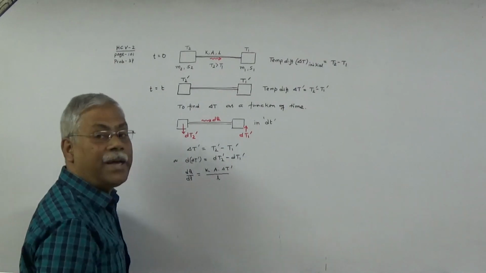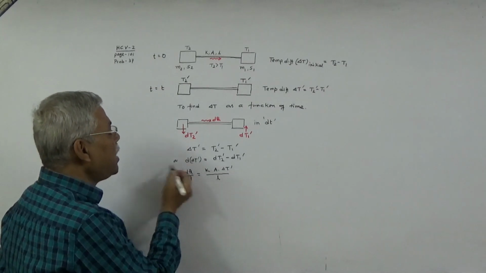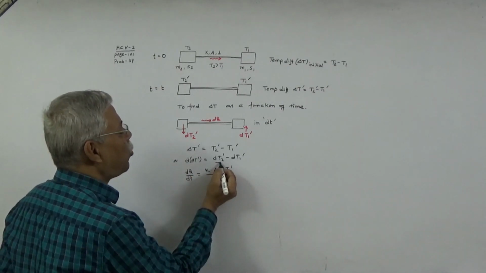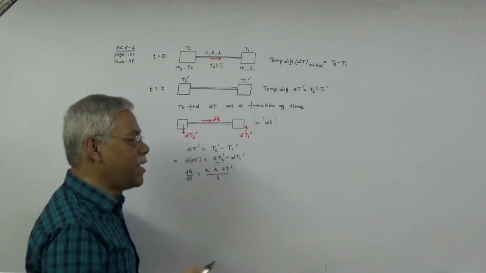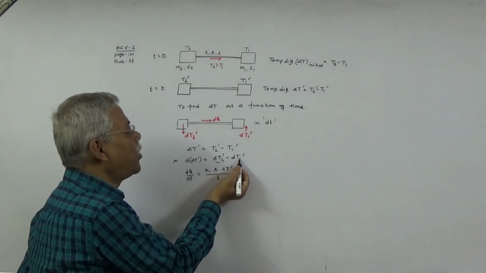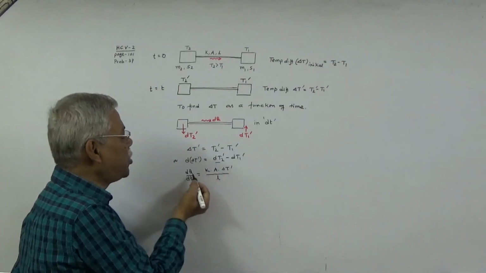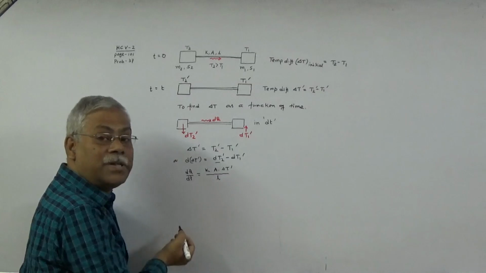divided by L. So dQ we will have to get, as I have already told you, that you will have to get dT2 dash and dT1 dash. We will get dT2 dash and dT1 dash by writing another expression, and that expression will come out of this expression.